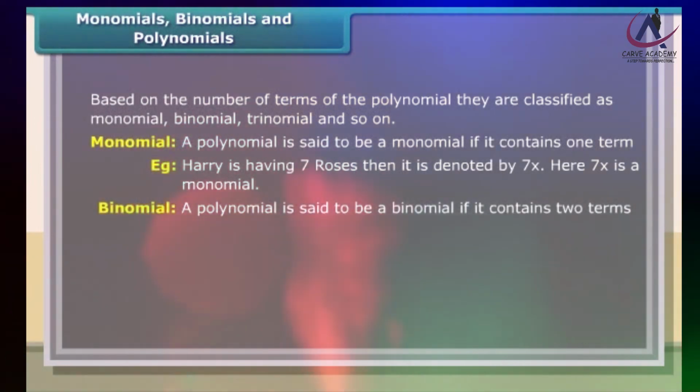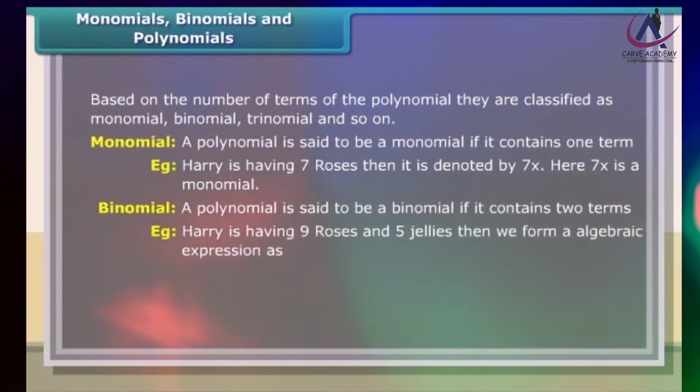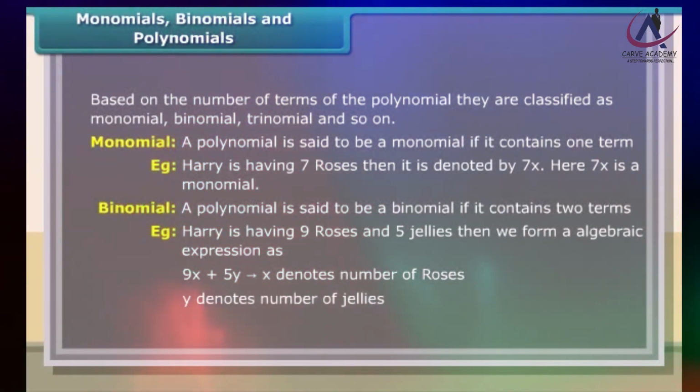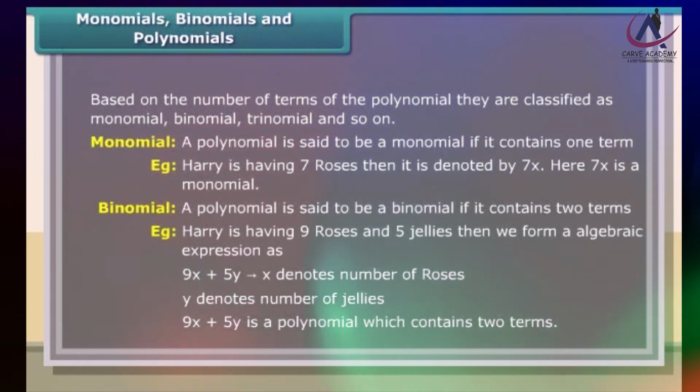Binomial. A polynomial is said to be a binomial if it contains two terms. Example: Harry is having 9 roses and 5 jellies. Then we form an algebraic expression as 9x plus 5y. x denotes the number of roses, y denotes the number of jellies. 9x plus 5y is a polynomial which contains two terms.